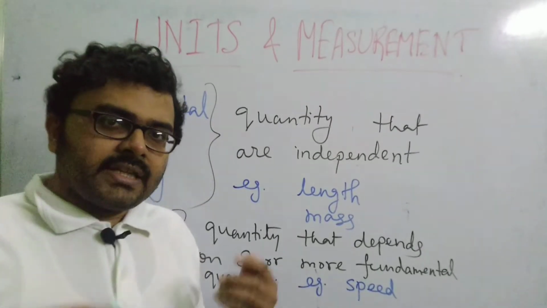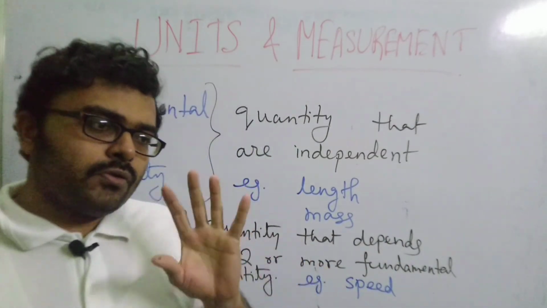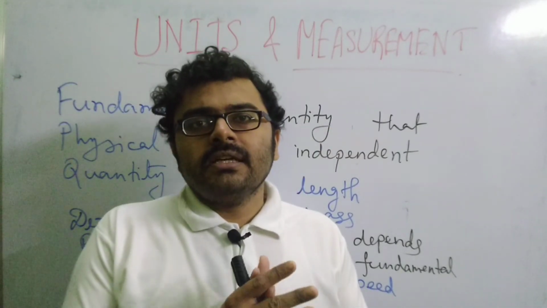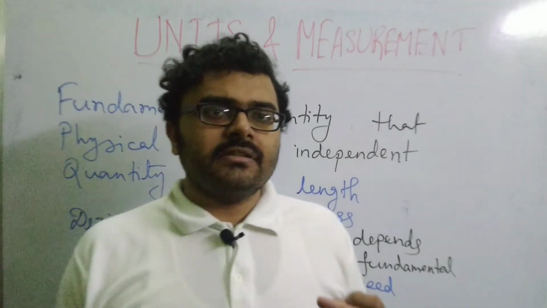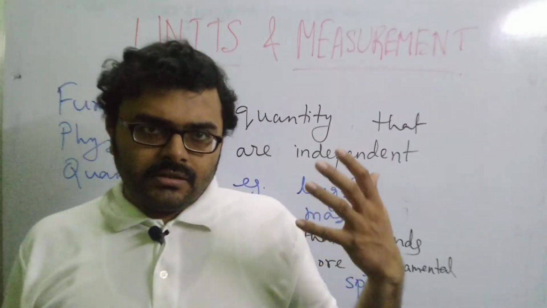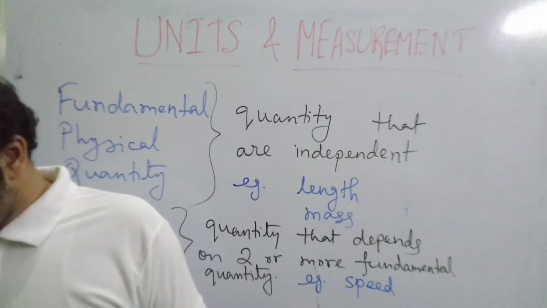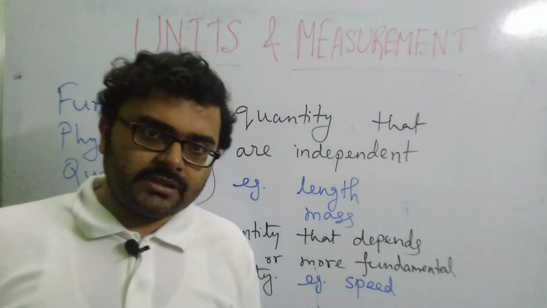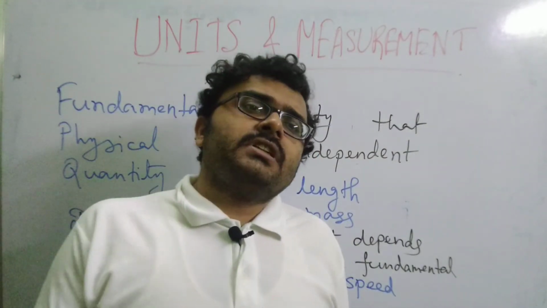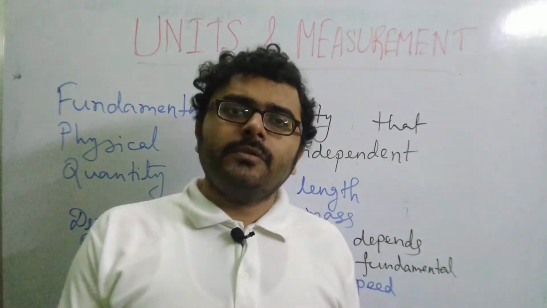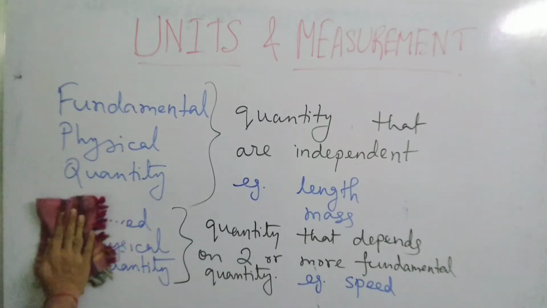Now you might be wondering, how can we identify a quantity as fundamental or derived? For that you need to know that there are only 7 fundamental physical quantities. Initially there were 3 fundamental physical quantities recognized. With time we were able to recognize 7, and additionally there are 2 supplementary fundamental physical quantities. Other than those 7 plus 2, all the other physical quantities that you come across will be derived physical quantities. So you just need to remember the list of the fundamental physical quantities.